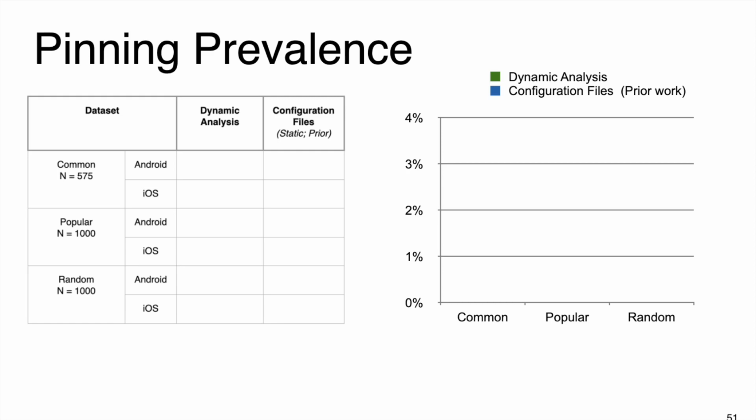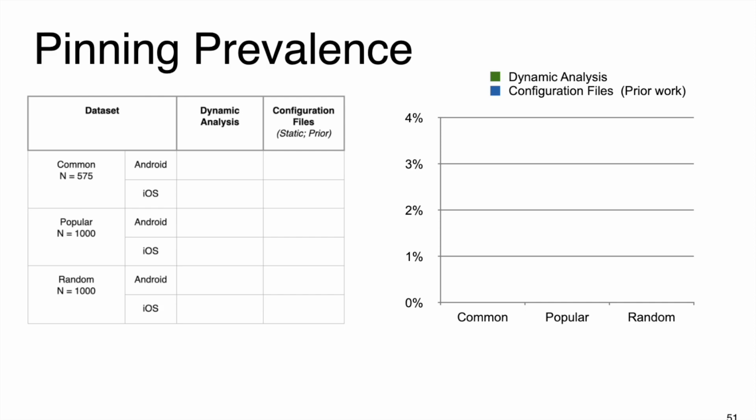We use a bar chart to understand the prevalence of pinning, where each bar represents prevalence, which is split based on their data sets, and each color of the bar represents the technique used to find pinning. In the table, we represent the same data but in a different format. The rows represent combinations of data set and platform, while columns represent techniques.